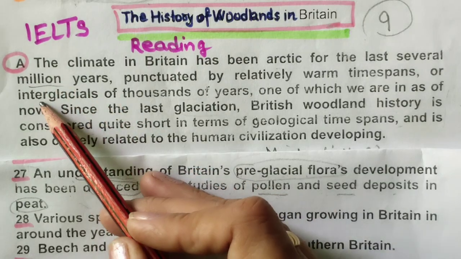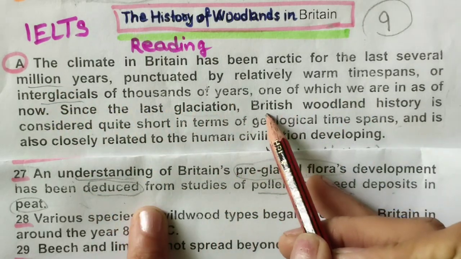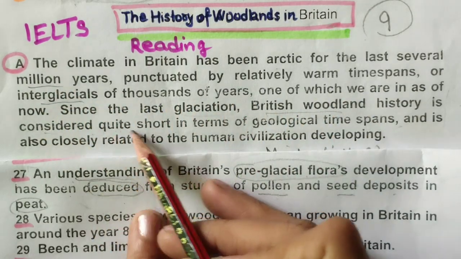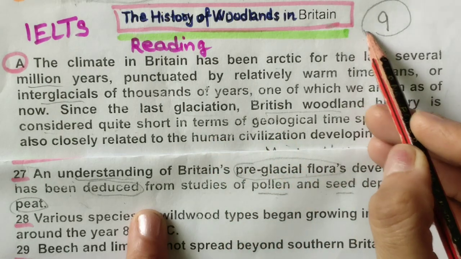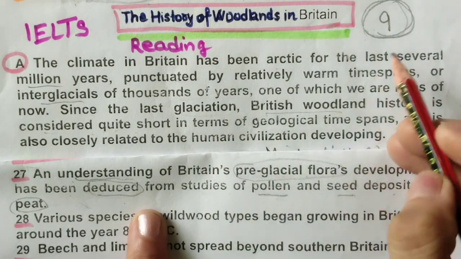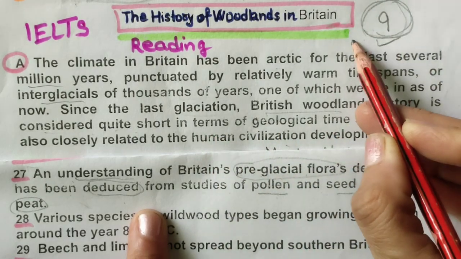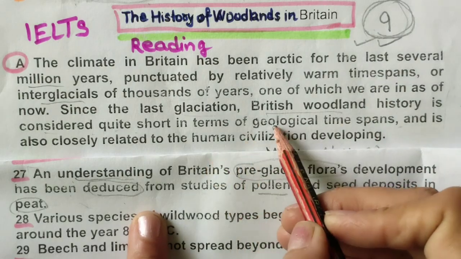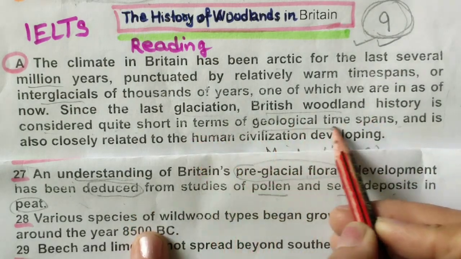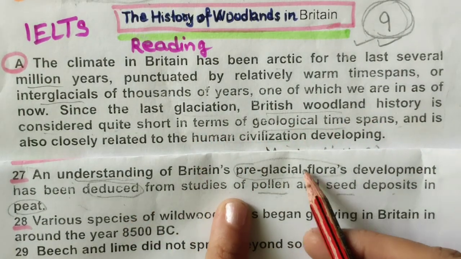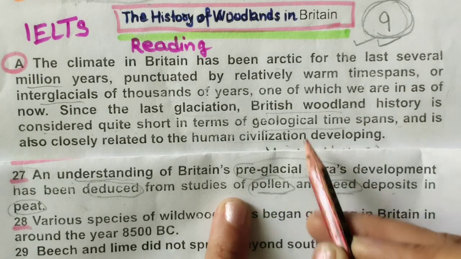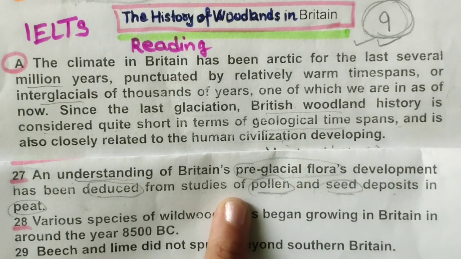Million years, interglacial, thousands of years, British woodland history, considered short. You can also get 9 bands. Always keep in mind, I'm telling you the keyword strategy, I'm telling you IELTS reading tips and tricks. Okay, history, terms of geological, so nothing. These keywords we were looking for are not here in this paragraph. Let's move to the B paragraph.